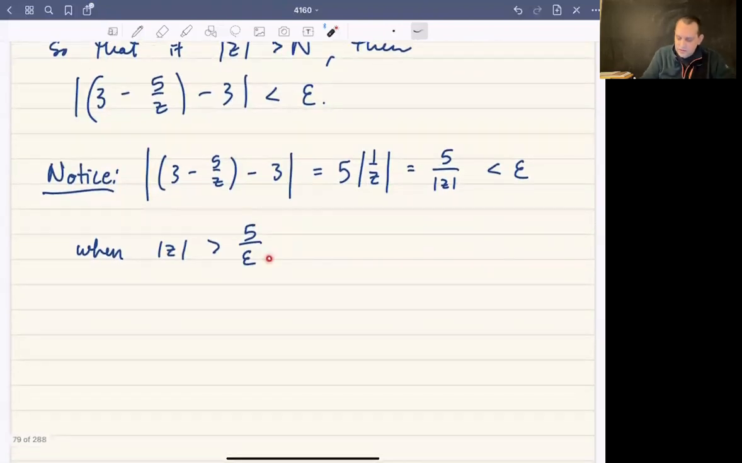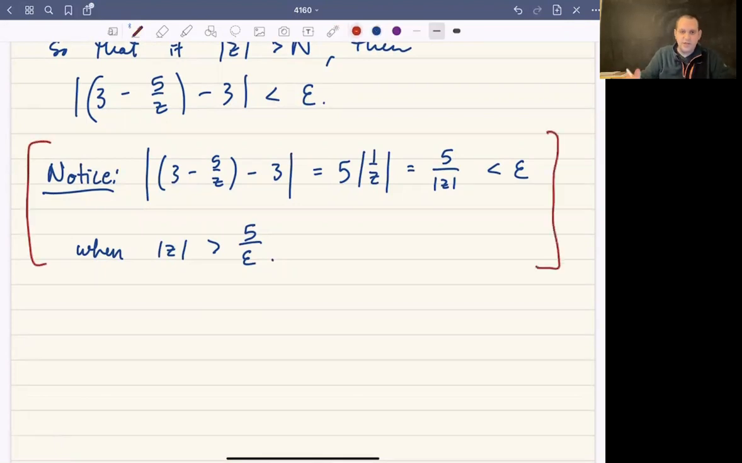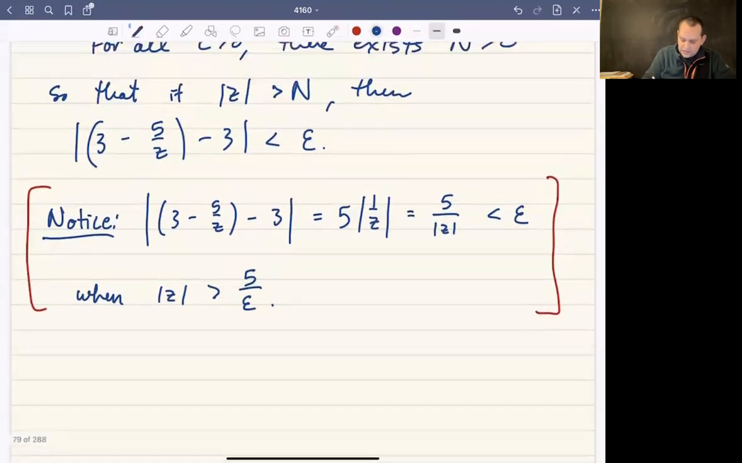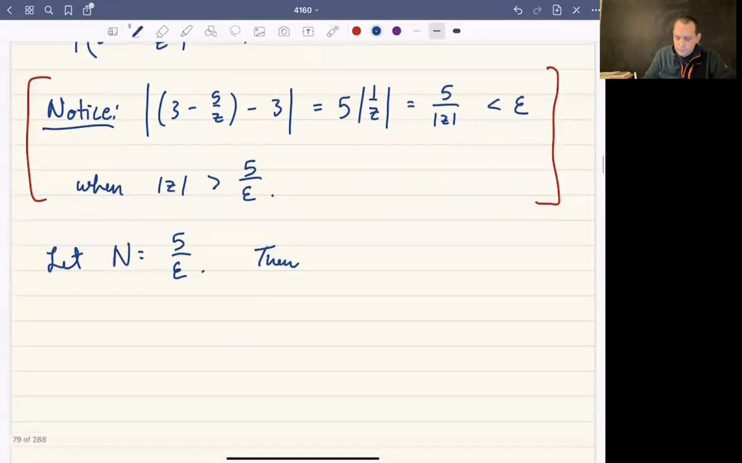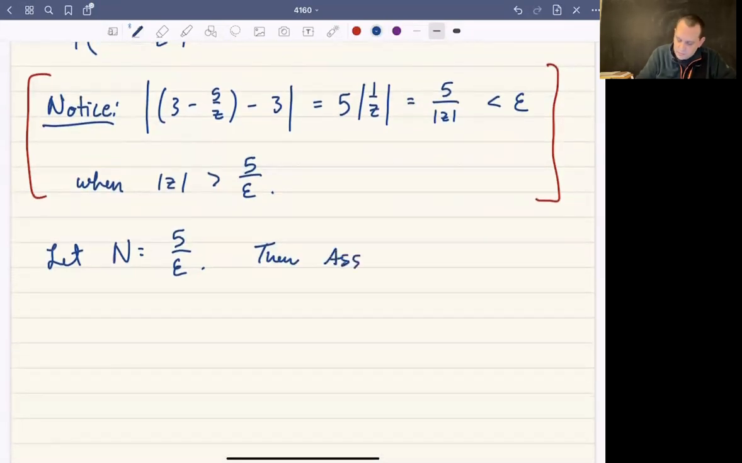So here, all we have to do is check. This is the work that's done ahead of time. Now we just need to look at the argument and make sure that it works. So let N, capital N, be 5 over epsilon. And if that's the case, then assume that the modulus of z is greater than N.